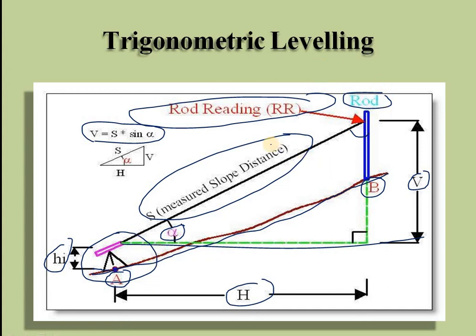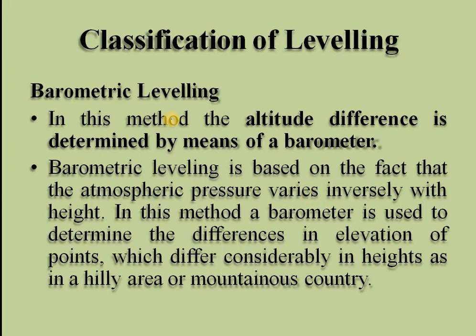So this is known as trigonometric leveling. We can measure heights and distances, the heights of a tower, a building, an electrical pole, everything, by using trigonometric leveling methods, and we can measure the distances very simply without using any tape. This is known as trigonometric leveling.